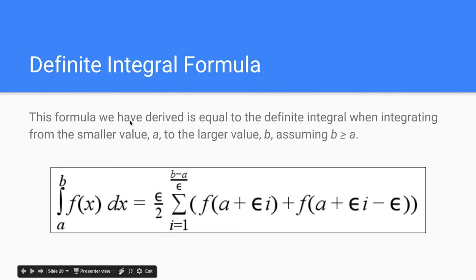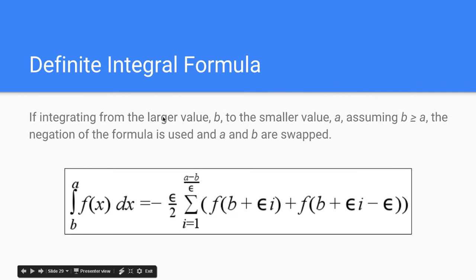So this formula we have derived is equal to the definite integral when integrating from the smaller value a to the larger value b, assuming b is greater than or equal to a. So if we're integrating from a to b of a function, we can use this formula we just derived. If integrating from the larger value b to the smaller value a, the negation of the formula is used and a and b are swapped.